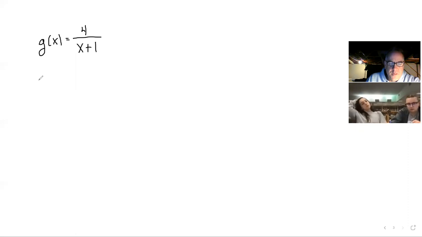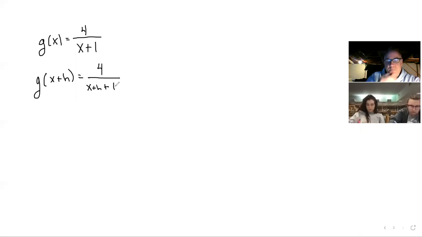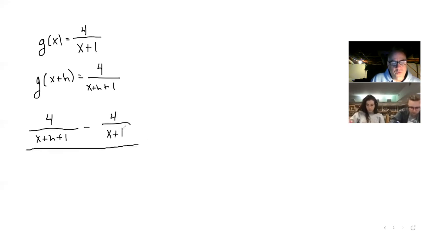So as before, I will go g of x plus h. Now here, the input is simply right here. So that's going to be x plus h plus 1. That's it. So putting this in the difference quotient, you're going to have 4 over x plus h plus 1 minus g of x, which is 4 over x plus 1, all over h. All right, so there's the difference quotient.